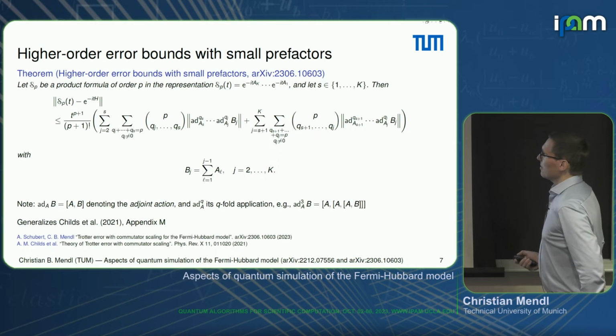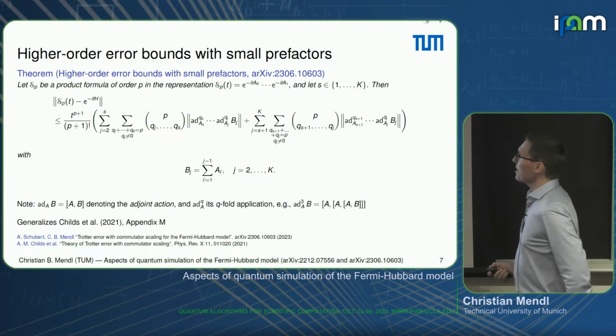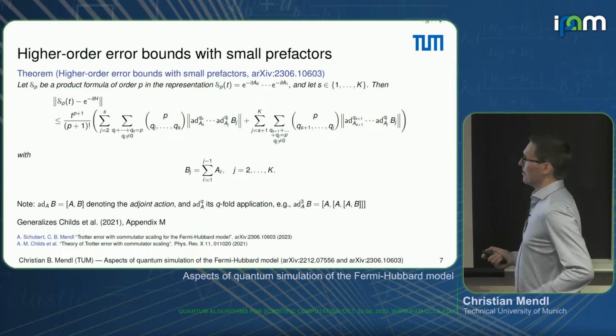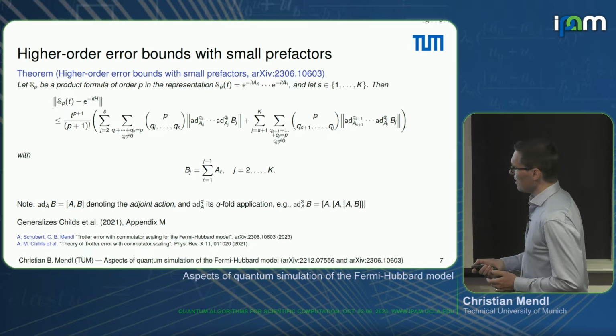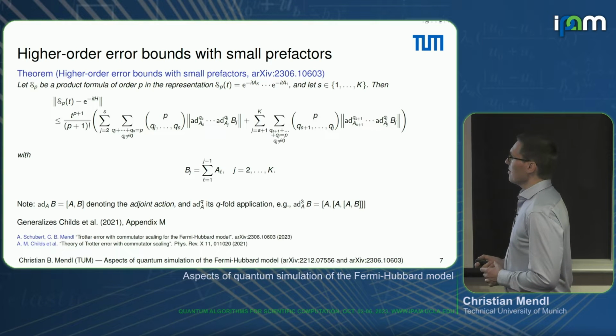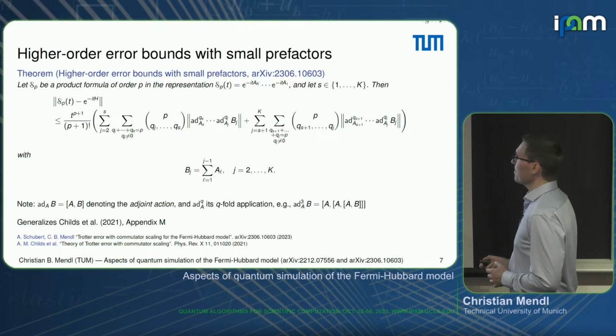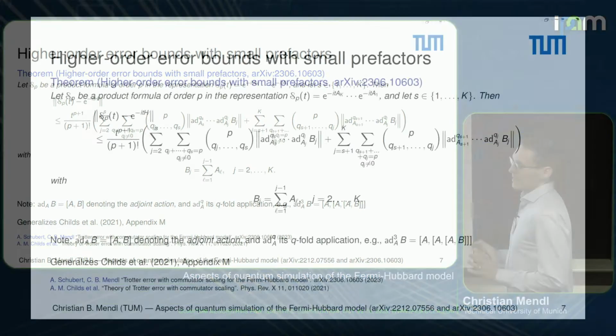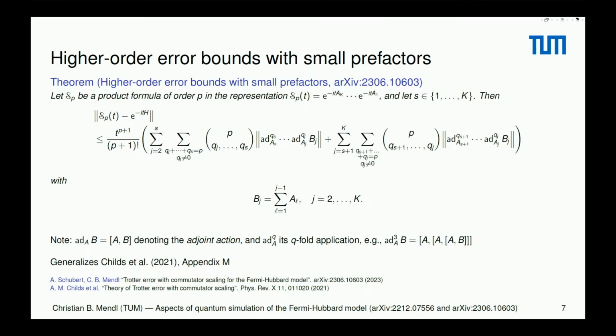And now the first result I want to show you here is basically, as I said, this builds a lot on this Childs work here. It's basically a slight generalization of these error terms. So this is what we derived in this preprint here. And the formula looks a bit busy, or complicated, or tedious, but let me just give you the main idea here.